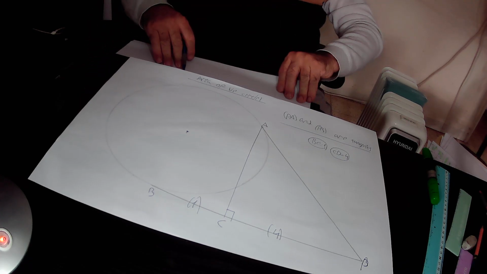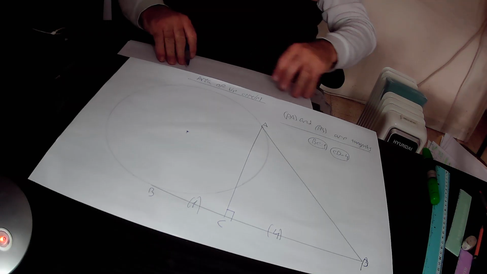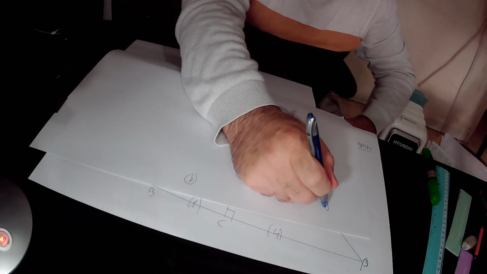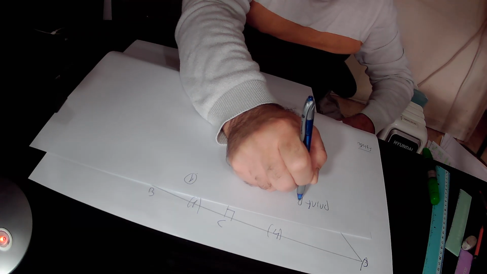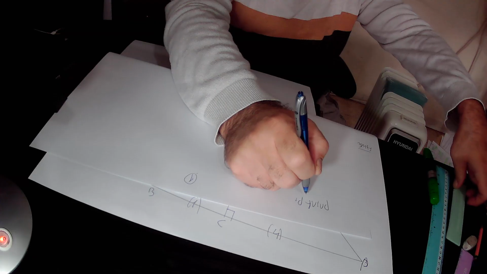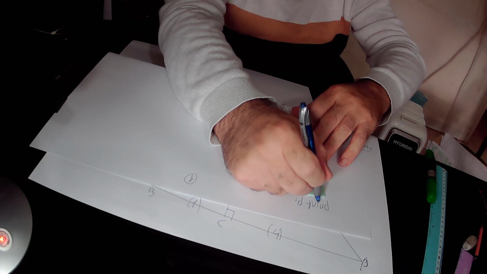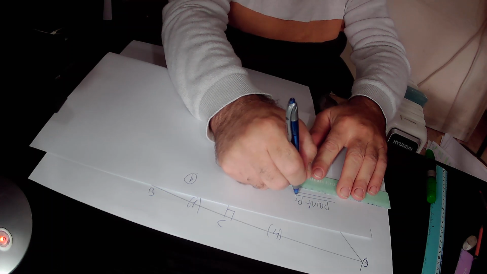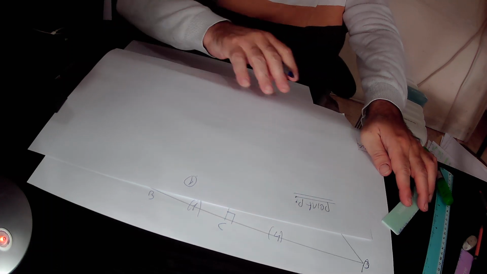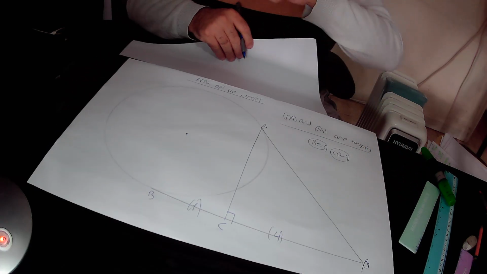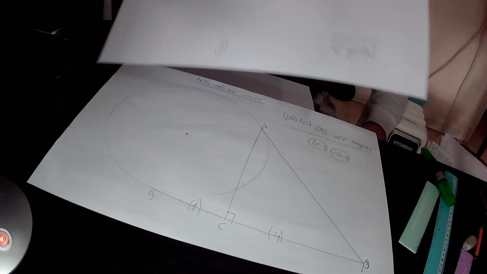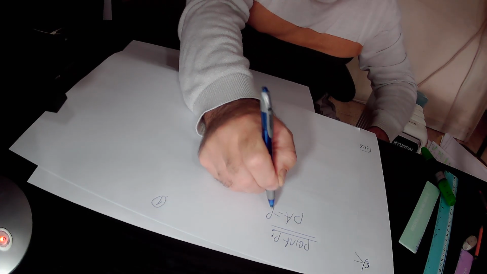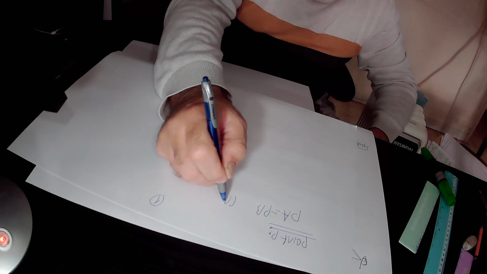From the common point, point P, we have two tangents to this circle, tangent PA and tangent PB. And according to rule 2, they are equal to each other. That is to say, PA equals PB, according to rule 2, of course.